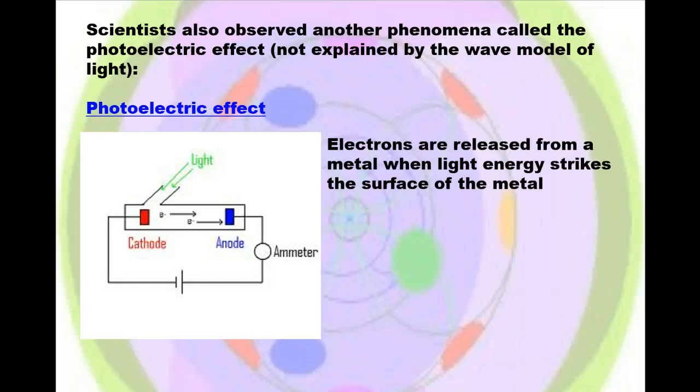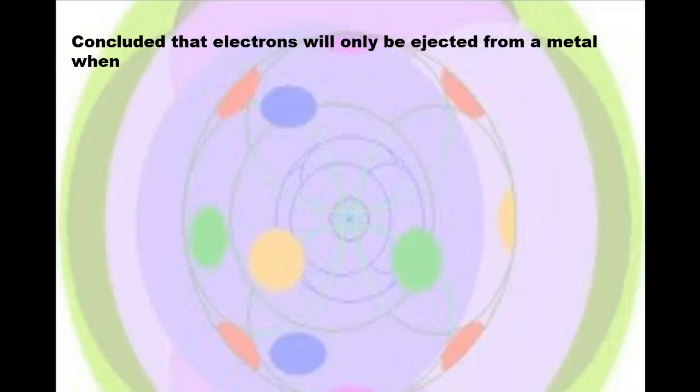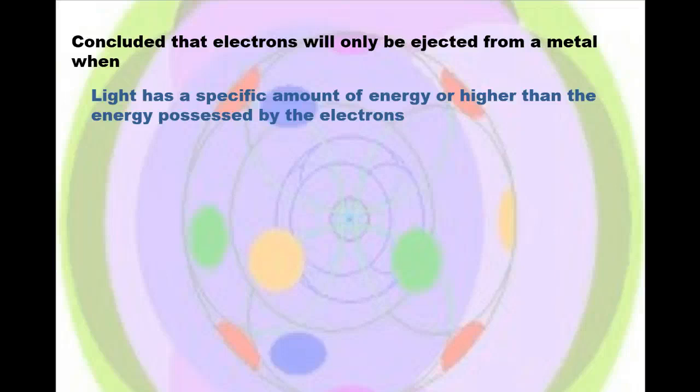So the photoelectric effect is defined as electrons being released from a metal when light energy strikes the surface of the metal. It was concluded that electrons will only be released or ejected from a metal when the light has a specific amount of energy that is higher than the energy possessed by the electrons that were being released.